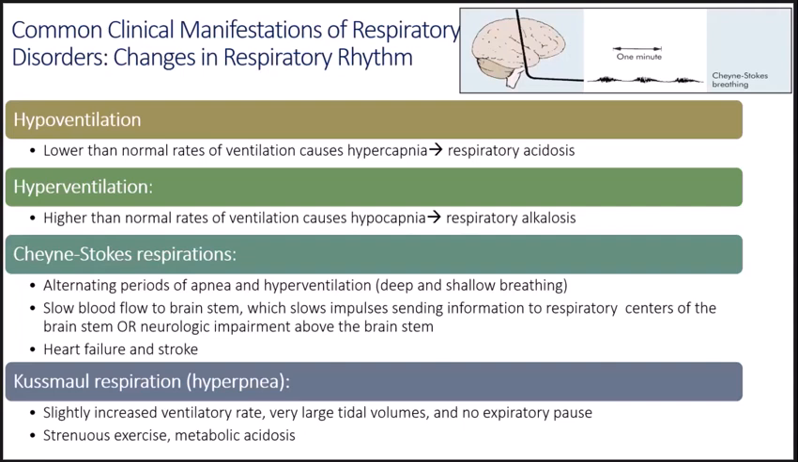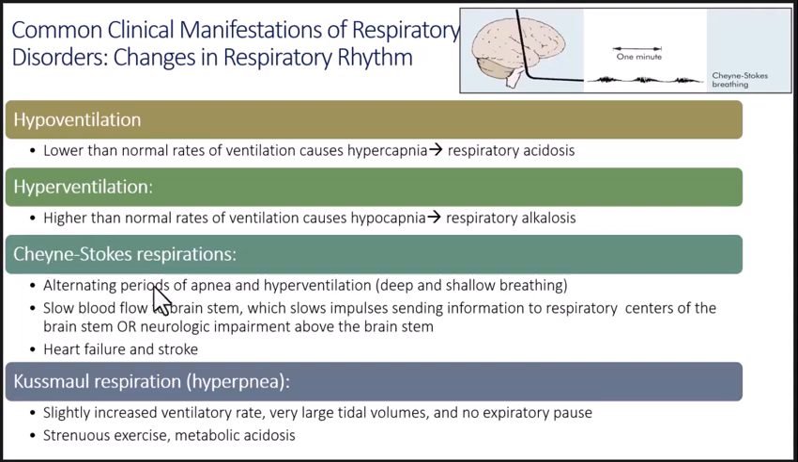Cheyne-Stokes respirations can result from really any condition that slows blood flow to the brainstem, which in turn is going to slow impulses that are sending information to the respiratory centers of your brainstem. Neurologic impairment above the brainstem is also a contributor. So somebody that experiences heart failure or stroke could end up with Cheyne-Stokes respiration, depending on the degree or the severity.